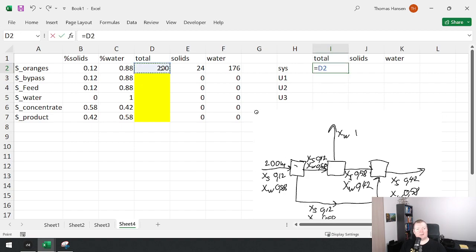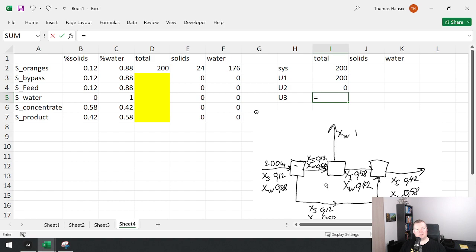Sorry about that. That stream enters my system. What exits? Well, that's my water stream, and it's my product stream. There we go. For my unit 1, what comes in is the total oranges. What goes out would be my bypass and my feed. For my unit 2, what comes in would be my feed. What goes out would be my water and concentrate streams.